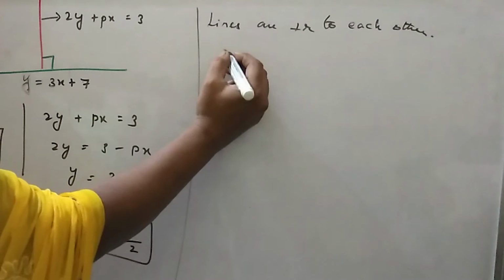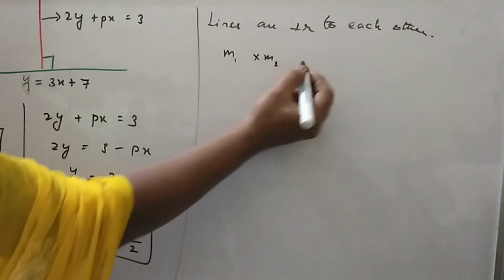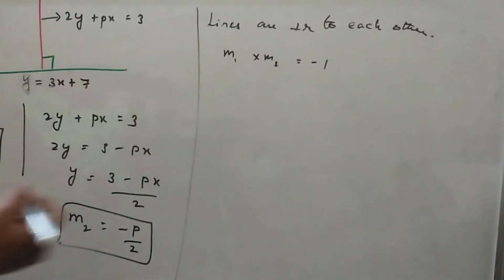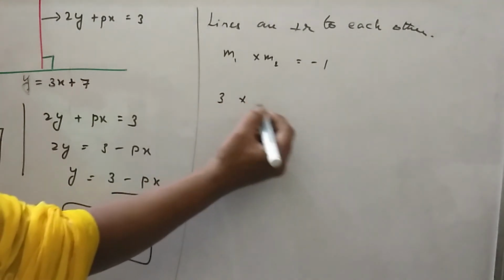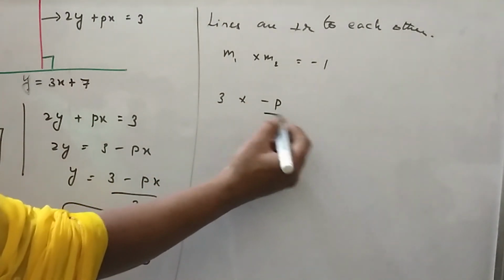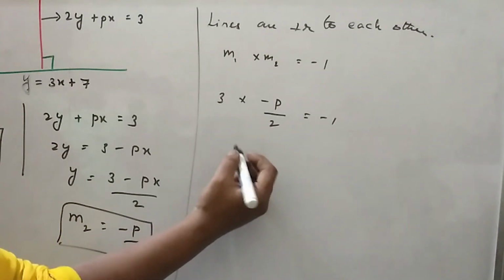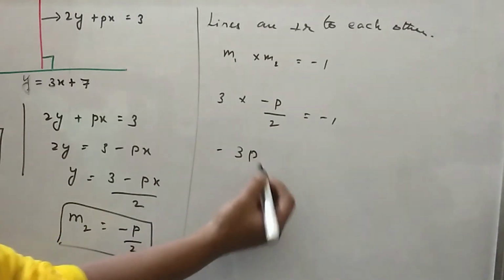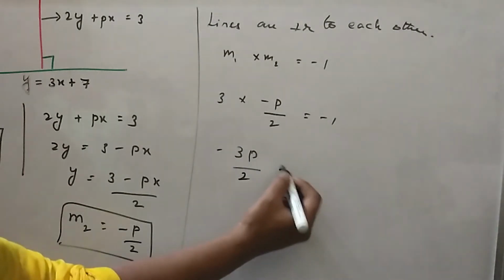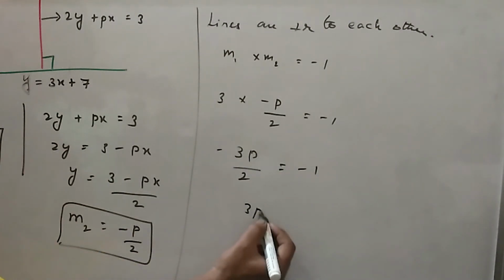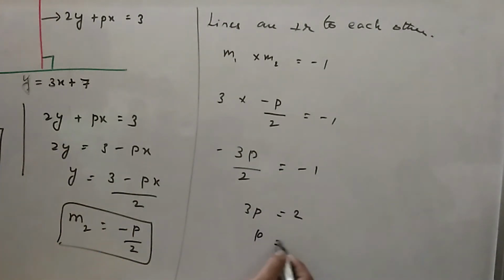Therefore, m1 into m2 is equal to minus 1. 3 into minus p upon 2 is equal to minus 1. Now, you write minus 3p upon 2 is equal to minus 1. 3p is equal to 2. p is equal to 2 upon 3. What is the value of p? 2 upon 3.